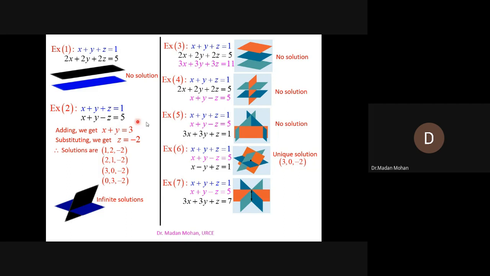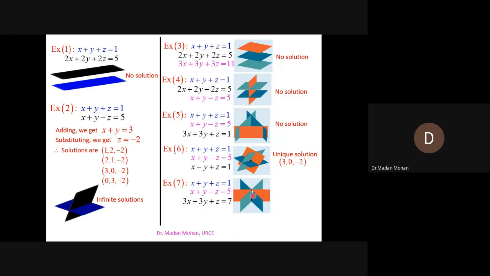Now this x plus y equal to 3. Substitute here in the third equation. 3 into 3, 9. 9 minus 2, which is 7. If x plus y equal to 3, z equal to minus 2 satisfies the third equation, it means the solution of 1 and 2 is the same as the solution of 3. It means all the three planes pass through a line. Through this line, the third plane is also passing.